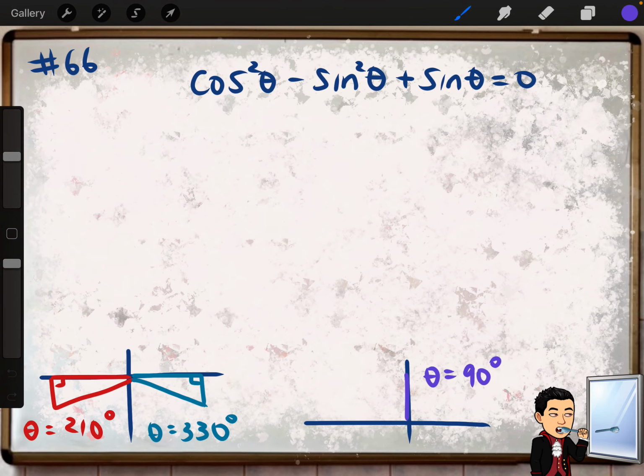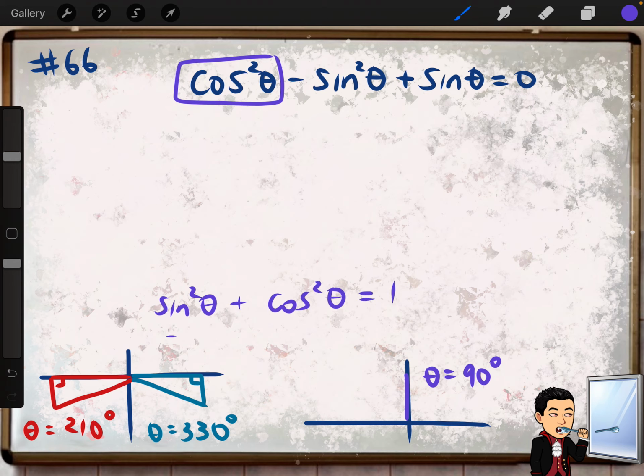Okay, let's look at number 66. So this is another quadratic in form. For this one, I want you guys to know the Pythagorean identity. So you know that sine squared theta plus cosine squared theta equals 1.